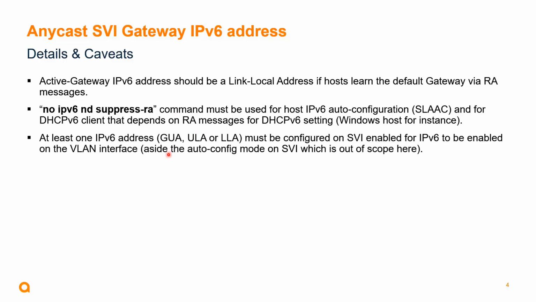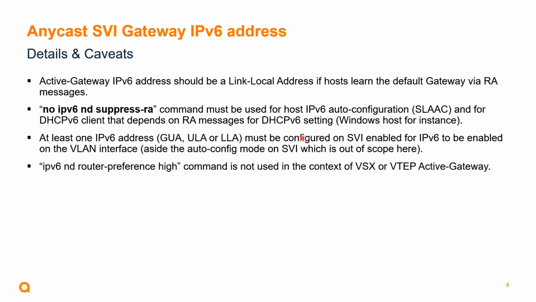At least one IPv6 address, global unicast address, unique local address, or link local address must be configured on the SVI to have IPv6 enabled on the SVI, aside from the autoconfig mode that is out of scope of the topic here. We do not need to have IPv6 ND router preference high, because in the context of VS6 and VTEP active gateway, everything is active.